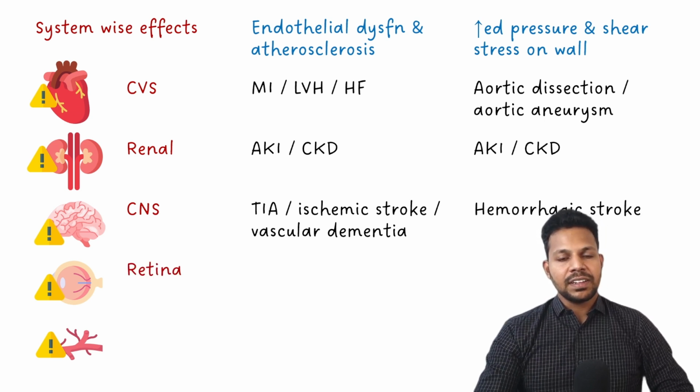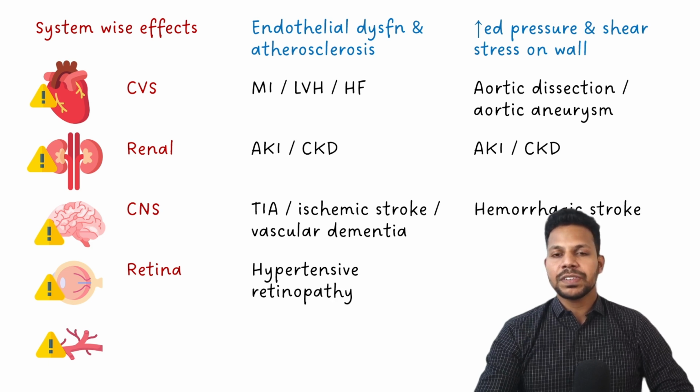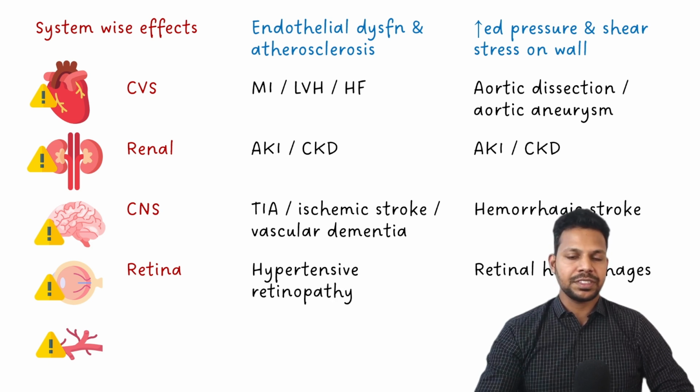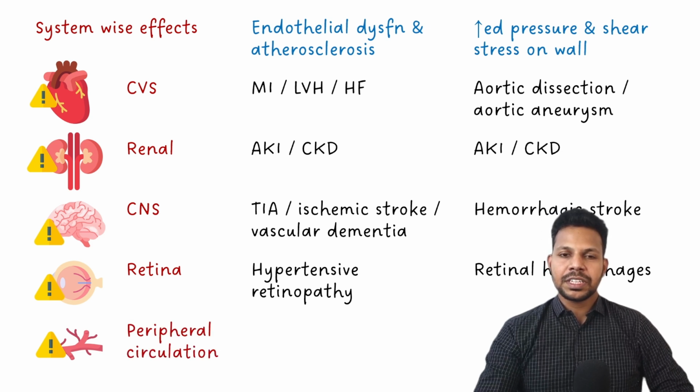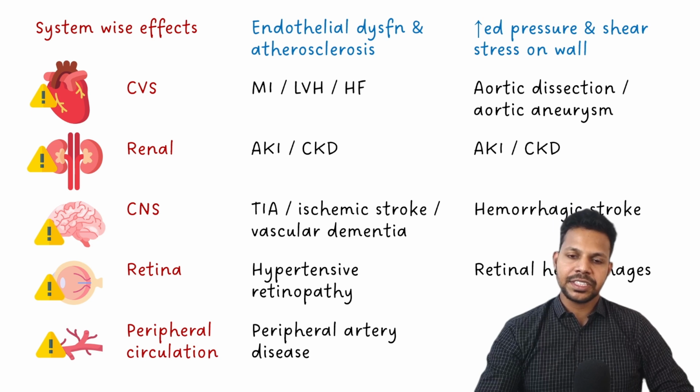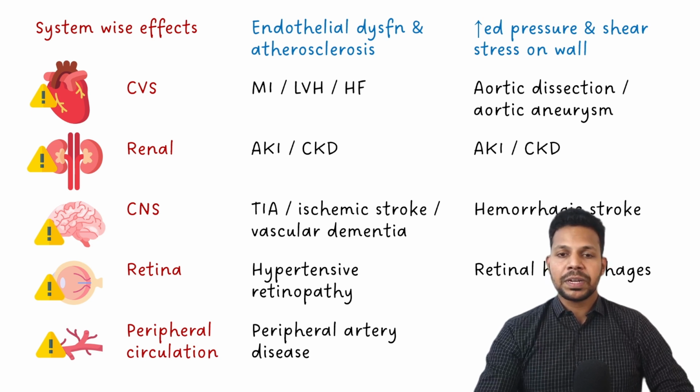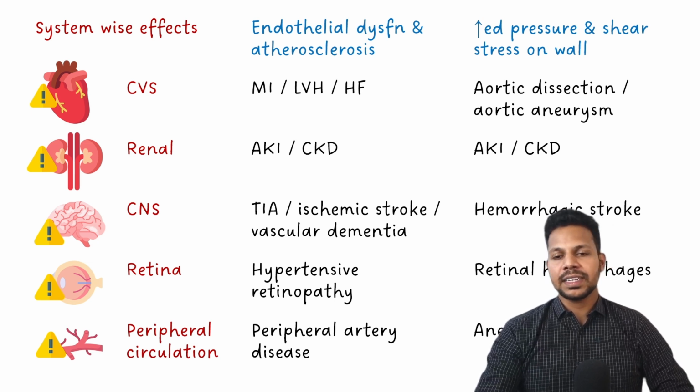The effect on the retina. The patient can develop hypertensive retinopathy, and because of increased pressure, there can be retinal hemorrhages. And in regard to the peripheral circulation, the vasoconstriction will result in peripheral limb ischemia, that is, peripheral artery disease, and gangrenous changes may happen. Then increased wall pressure may result in aneurysm and its rupture.